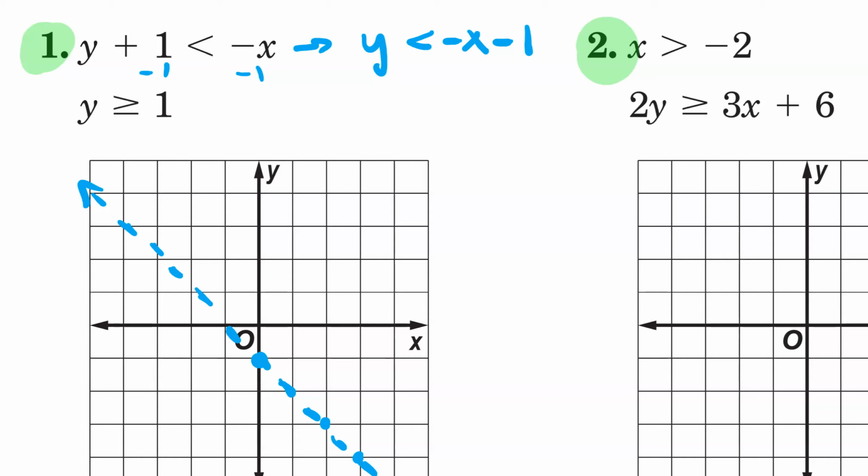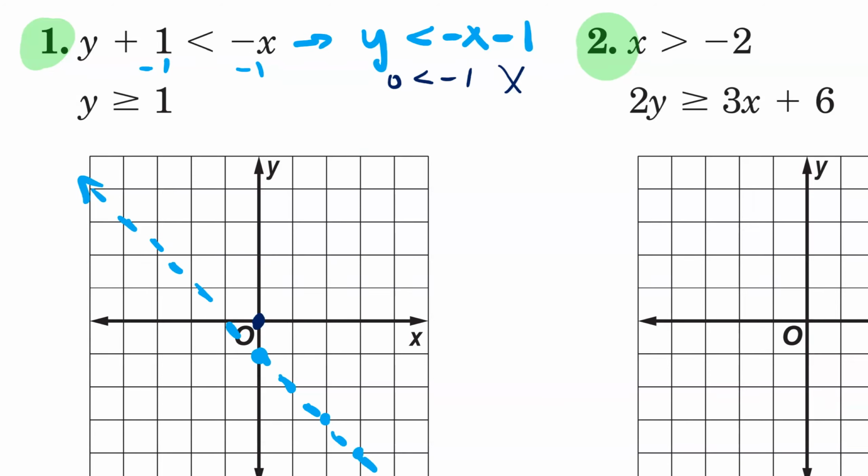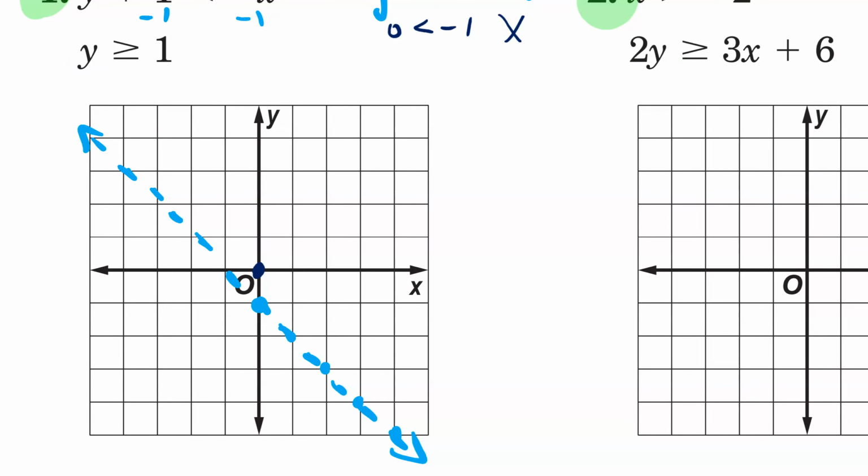0, 0, because it's not on my line, so I can go ahead and test it. So I'll plug in 0, 0. Is 0 less than -1? Let's see, Jackson, will you sit up? Jordan, sit up. Sit up all the way. Thanks. So 0 is not less than -1, so that's false. Since that's false, I have to shade on the other half, where the point is not located.